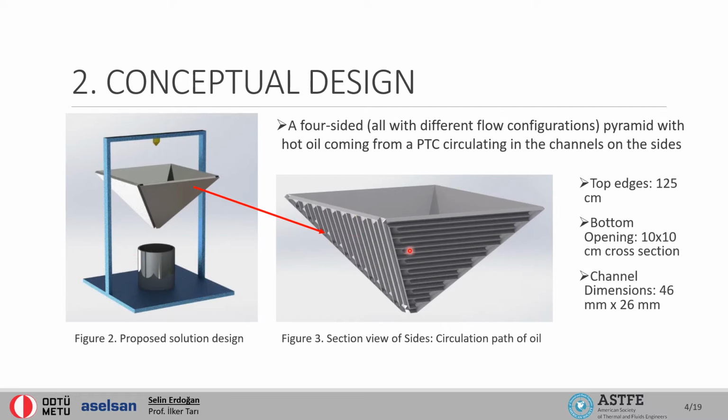All four sides have different channel configurations for examining different conditions. Two opposite sides have lateral channels and the others are inclined. This one and this one are inclined. The oil inlet and outlet openings are opposing for the mutual sides. For example, in lateral configuration, the inlet is from the top for one side and from the bottom for the other side surface.